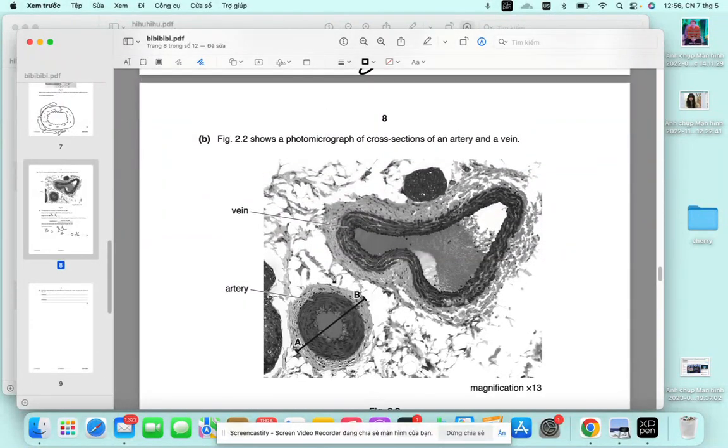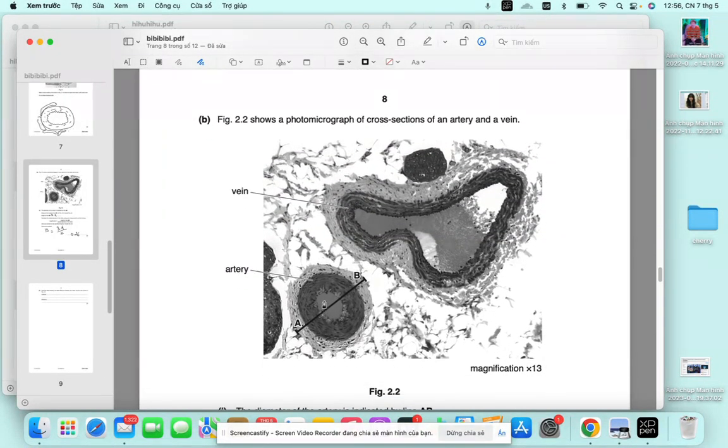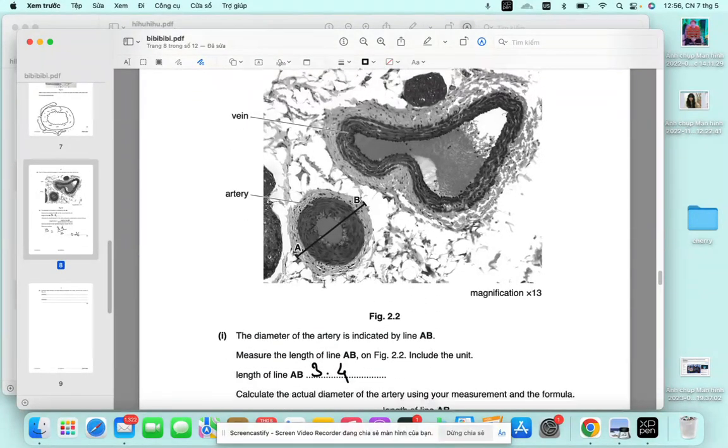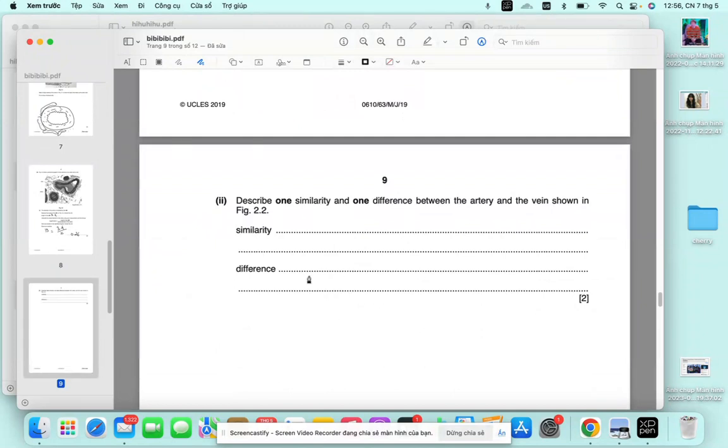One similarity and one difference between the artery and the vein. Okay, the vein and the artery. The difference is thinner walls and thicker walls. The difference: veins have thinner walls. But one similarity is they both have walls, epithelial walls.